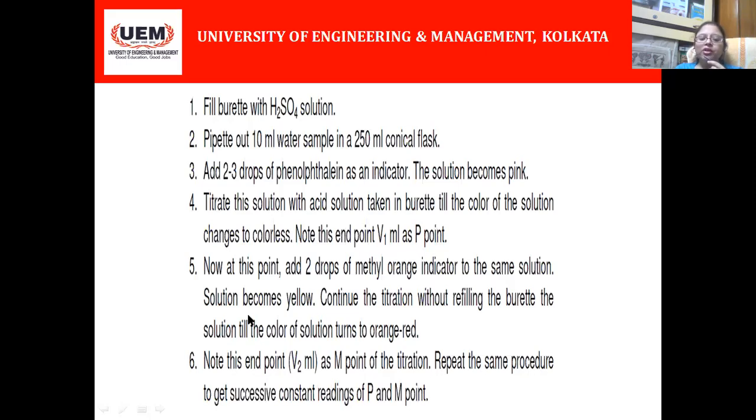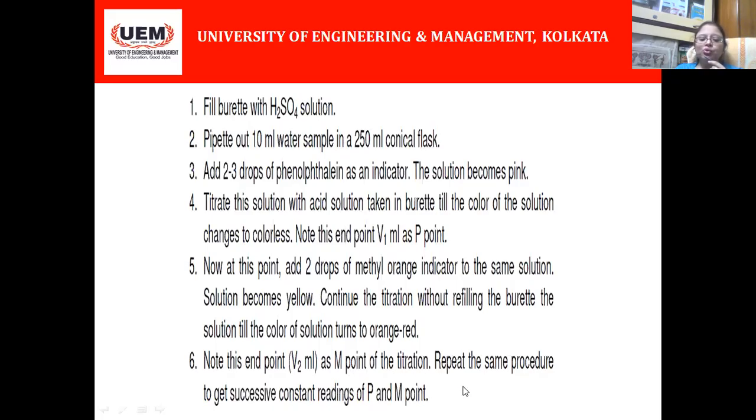Now at this point we will add 2 drops of methyl orange indicator in the same solution. The color becomes yellow because half of the carbonate and bicarbonate alkalinity is still present in the solution. So continue this titration without refilling the burette, till the solution becomes orange red, because methyl orange is orange red in color in acidic solution. So note that point as V2, and it is the M point of your solution.